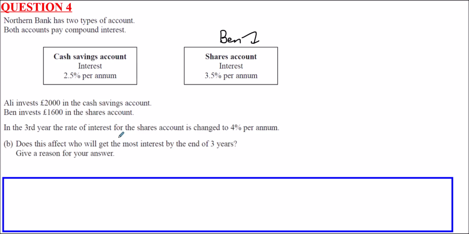Well, we've already worked out from part A, Ben gets the most interest because he's in the shares account. So if this shares account gets an even better rate in the third year, he'll still get the most interest, but the only difference is he'll just get even more interest than what he had before. So it's not going to affect our answer from part A. Ben would still get the most interest, so we can word it something a bit like this.